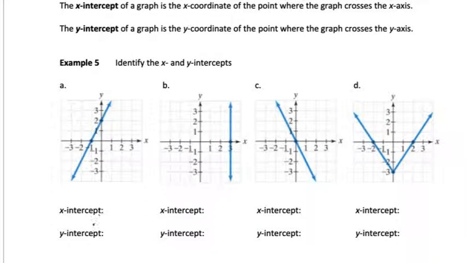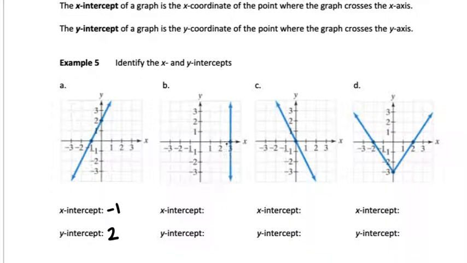So for example, for the x-intercept, the graph is crossing the x-axis right here at negative 1. So I would just type negative 1 into the box. You don't have to type it in as an ordered pair. The y-intercept, where the graph crosses the y-axis, is at 2. So in this case, for this graph, we have one x-intercept and one y-intercept. Now, that won't always be the case. You could have multiple x-intercepts, or you could have no x-intercept or no y-intercept. It just depends on what the graph looks like.